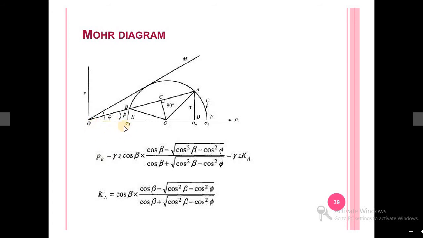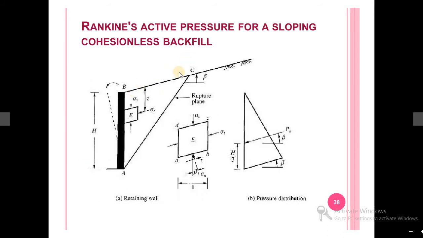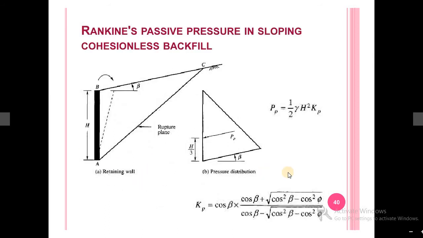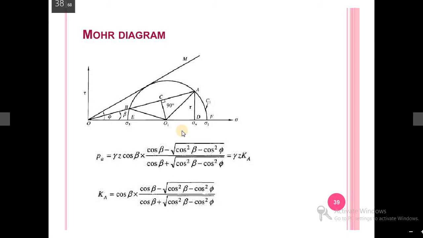If you observe, according to this, PA will be this part. This is O2, this sigma 3 or O2E. So by using the geometrical construction, PA will be gamma into Z cos beta minus under root cos square beta minus cos square phi, divided by cos beta plus under root cos square beta minus cos square phi, is equal to gamma Z Ka. So accordingly, Ka will be this formula. So for the case of sloping ground level, if the backfill is sloping, then this will be the formula. Accordingly, we can compute Ka as well as the Kp value.